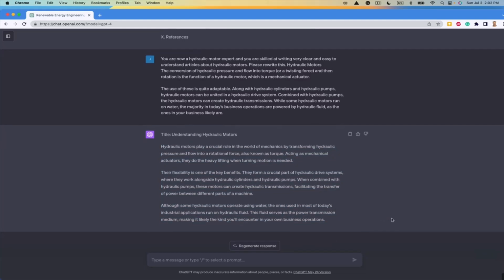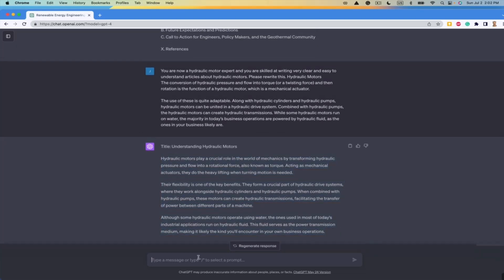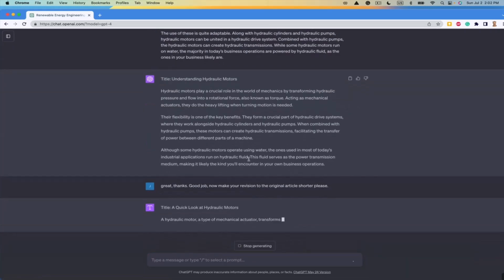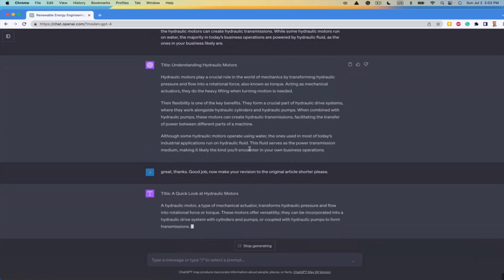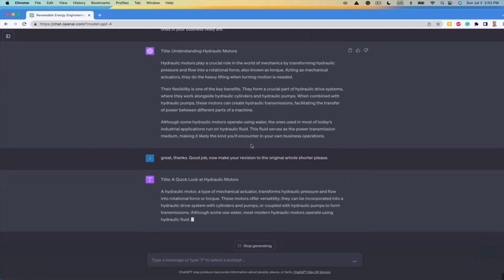Let's see what happens. If I now want it to take this version it created and make it shorter, I would say, great, thanks. Good job. Now make your revision to the original article shorter, please. Let's see what happens. Okay. Wow, look at that, from three paragraphs to one. Let's take a look and see what it says.